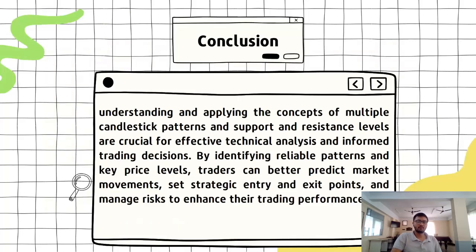So the conclusion: understanding and applying the concepts of multiple candlestick patterns and support and resistance levels are crucial for effective technical analysis and informed trading decisions. By identifying reliable patterns and key price levels, traders can better predict market movements, set strategic entry and exit points, and manage risk to enhance their trading performance.